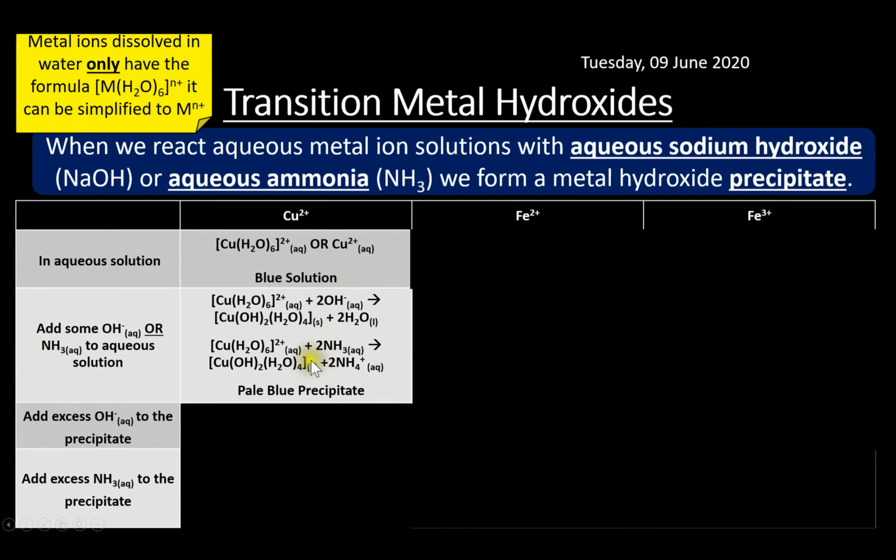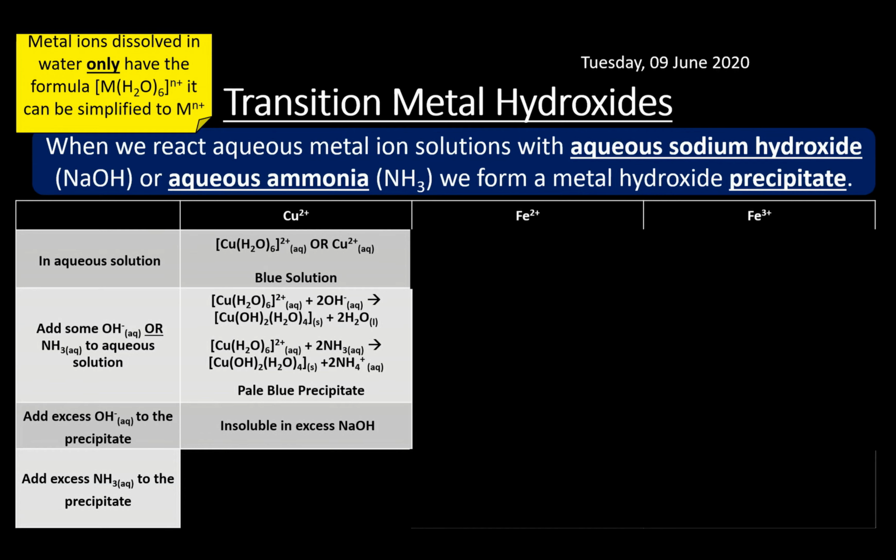Now, if we add excess hydroxide, so we've added that, and we keep on adding hydroxide, then we get an insoluble substance. The substance is insoluble, so it doesn't disappear. Okay, so you still have that precipitate. It's insoluble in excess sodium hydroxide.